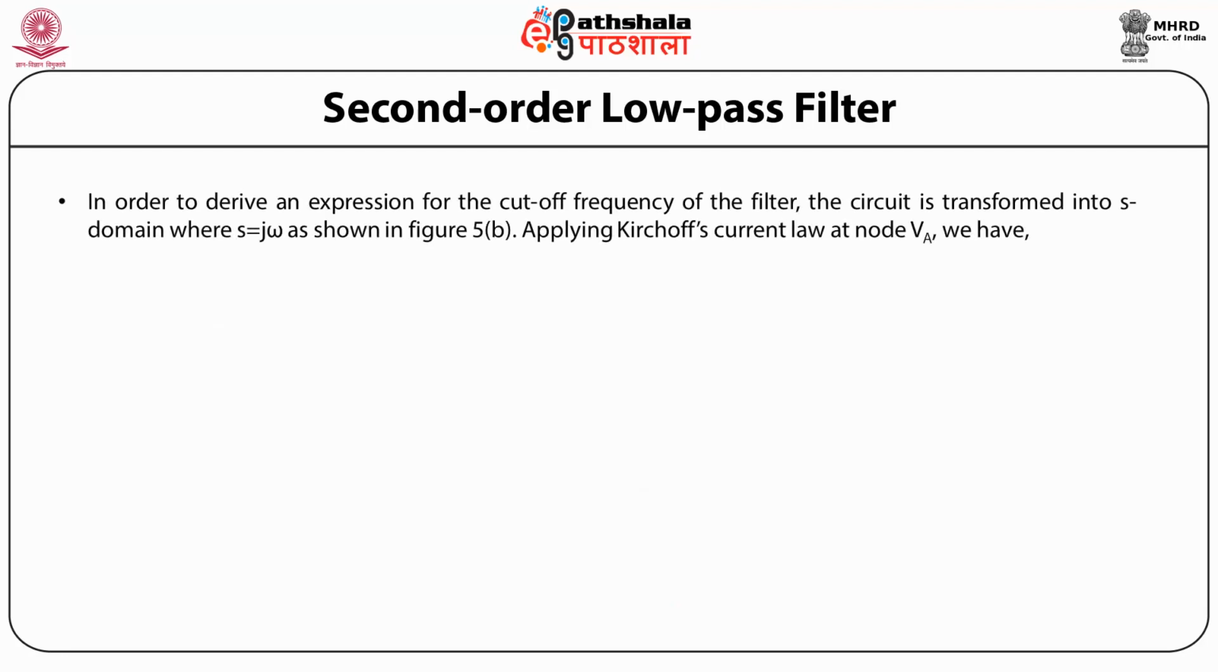In order to derive an expression for the cutoff frequency of the filter, the circuit is transformed into S domain where S is equal to j omega as shown in the figure. Applying Kirchhoff's current law at node VA, we have I1 is equal to I2 plus I3. Or equivalently, I can write Vn minus Va divided by R is equal to Va minus V naught divided by 1 by Sc plus Va minus V1 divided by 1 by Sc prime.